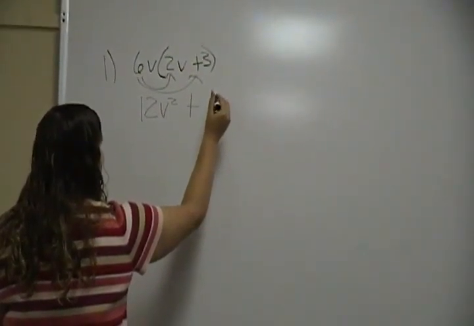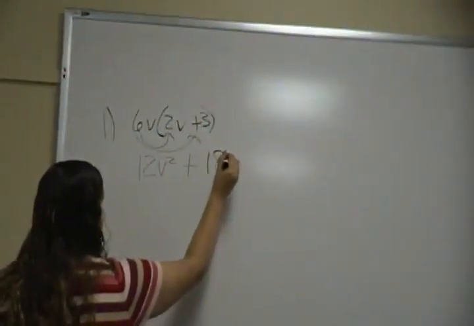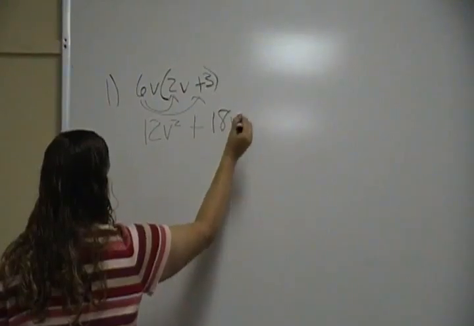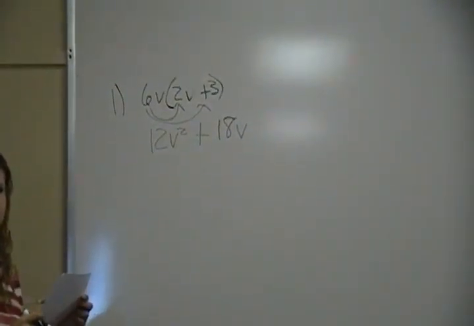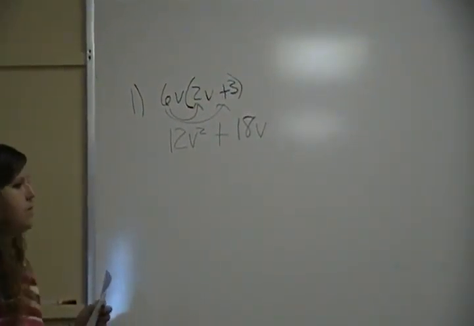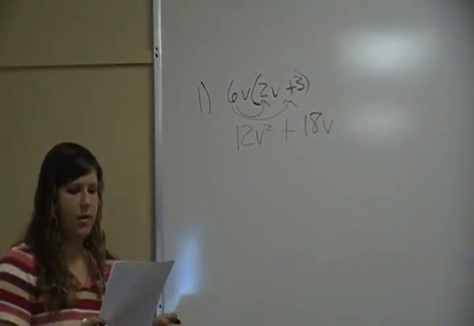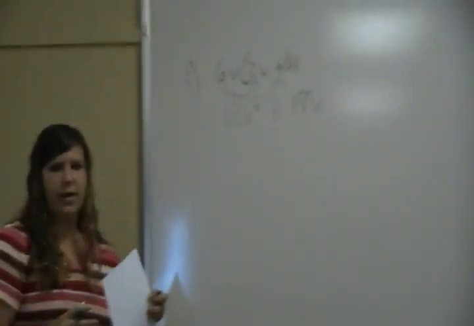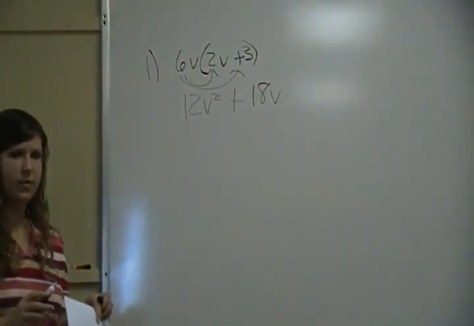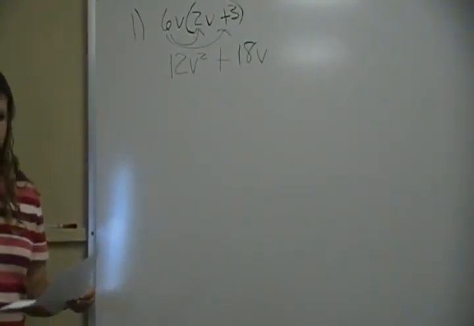6 times 3? 18. And what do I do with the b? Just leave it? Yeah. Okay. So that's our answer to that one. Y'all can do the other 3 for homework. I just wanted us to kind of remember what we've been learning and everything before we moved on to a harder concept.